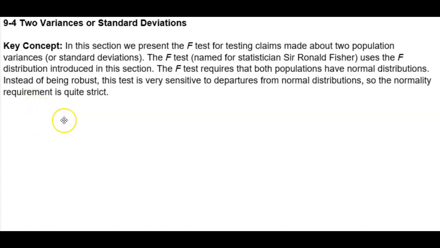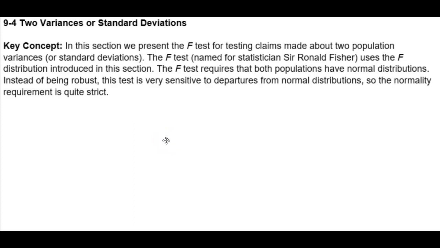Section 9.4, two variances or standard deviations. Key concept. In this section, we present the F-test for testing claims made about two population variances or standard deviations. The F-test, named for statistician Sir Ronald Fisher, uses the F distribution introduced in this section.